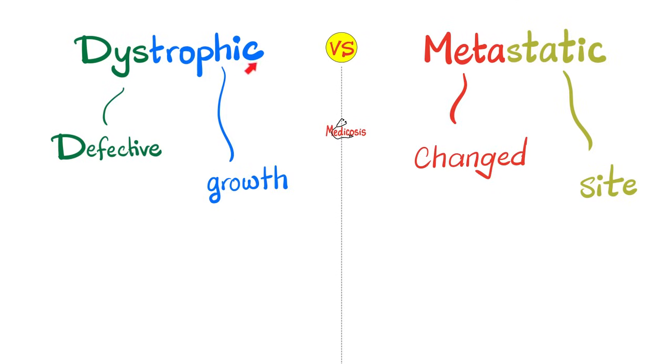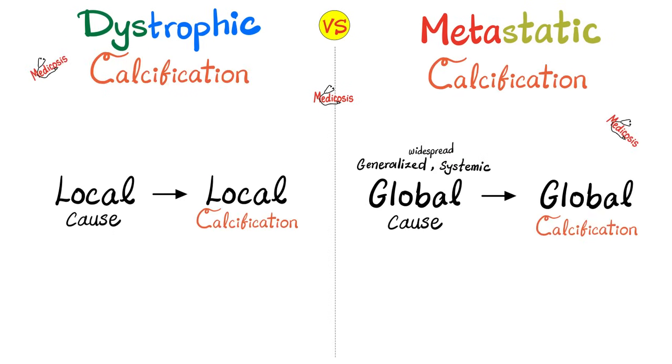Not as in a trophy wife who's gonna take all of your money. Metastatic means metastasis, change the site or the location, meaning widespread. Dystrophic calcification, we have a local cause leading to local calcification, but in metastatic calcification, we have a global or generalized or widespread or systemic cause leading to a systemic calcification. Calcification in many different disparate organs.